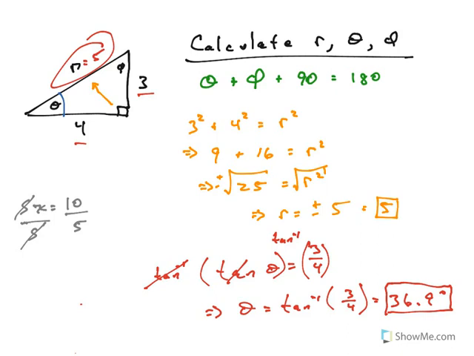I've got one more thing to find, and that's phi. Well, now the good news is that original relationship from the top, I can now use it. I can say, now that I know theta, which is 36.9, plus phi, which is the new thing I'm trying to find, plus 90, is equal to 180. So I just want to solve this for phi. Phi is 90 minus 36.9. So 90 minus 36.9 gives me 53.1.